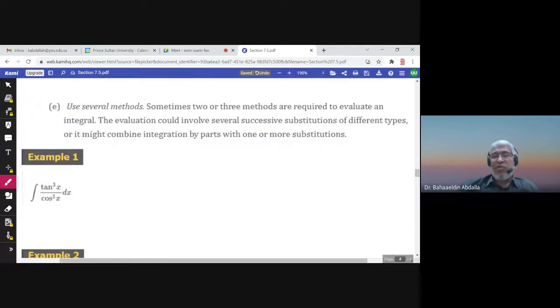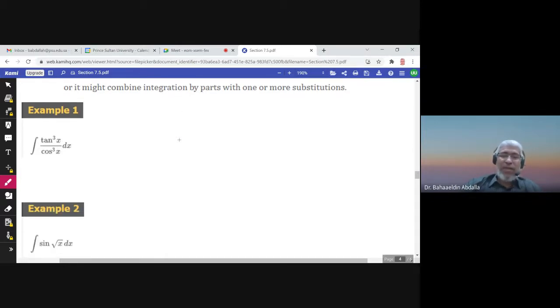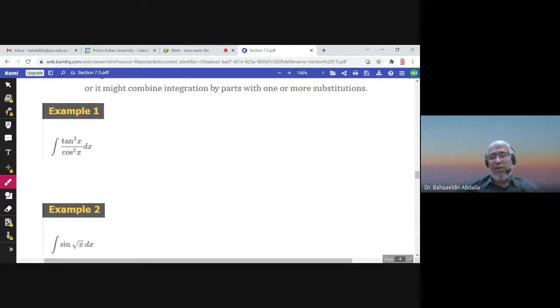So you can relate the problem to old problems. Sometimes you need to use several methods. You need to evaluate first by substitution, for example, and then you use another integration, maybe by parts or something else. So you may use a series of methods to solve the problem. Let us quickly try to use this strategy in solving these examples.